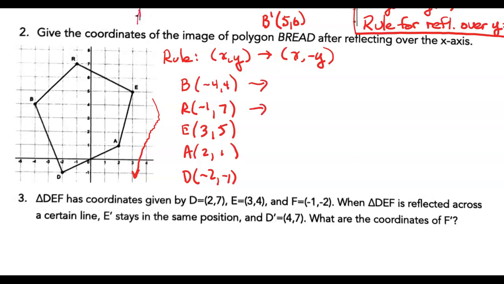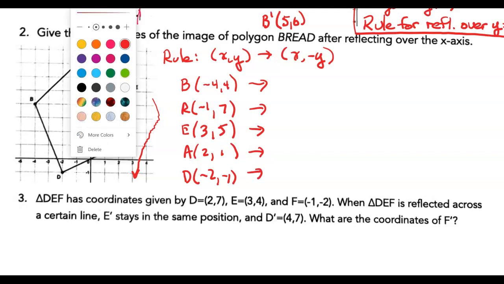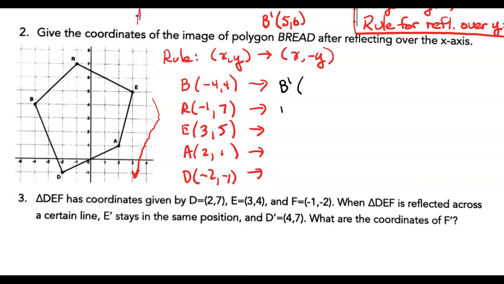Alright, so now let's go ahead and apply our rule to get B prime, R prime, E prime, A prime, and D prime. And if you wanted to go ahead and pause the video and try these on your own, and then you could restart and check, feel free to do that. So again, all the x values are going to stay the same. So I have -4, -1, 3, 2, -2, but all the y's are changing to the opposite.